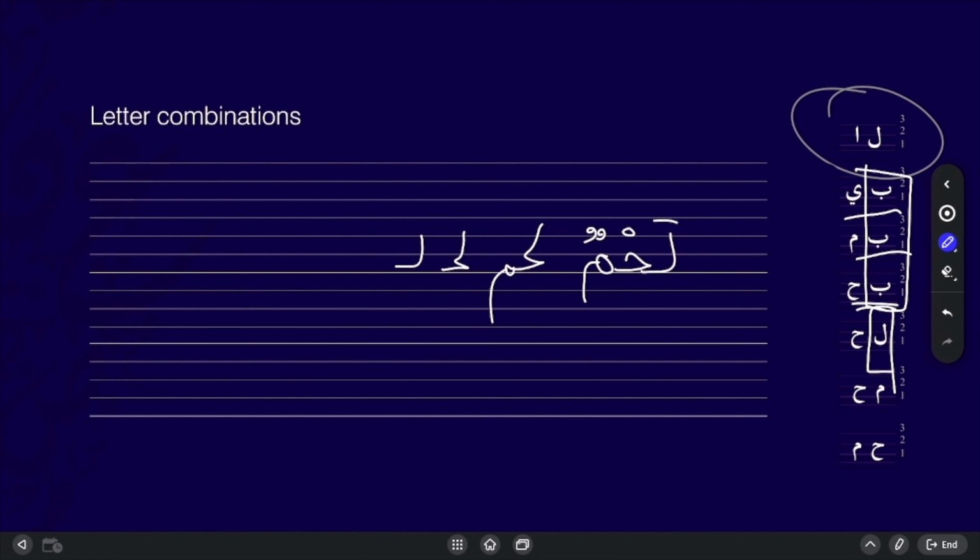You don't waste time to go and write two letters. That's what they do. Of course, these are things you will do with time, and you'll develop your own style. I personally don't write like this if I can help it. So lam plus ha. Mim ha, same thing.